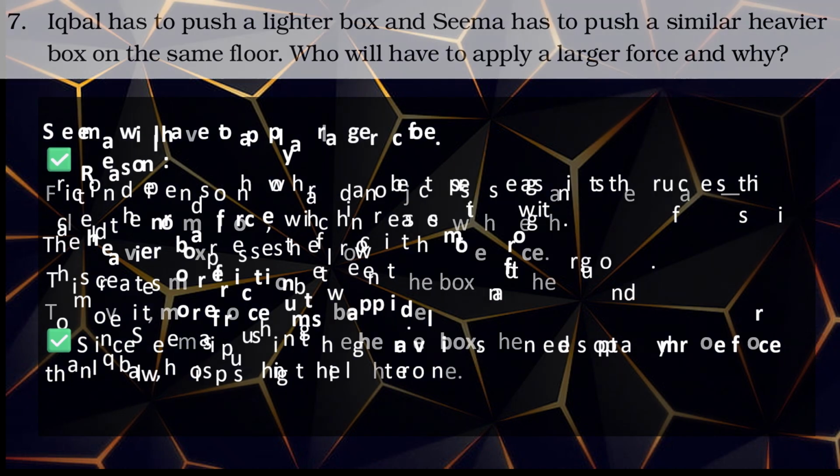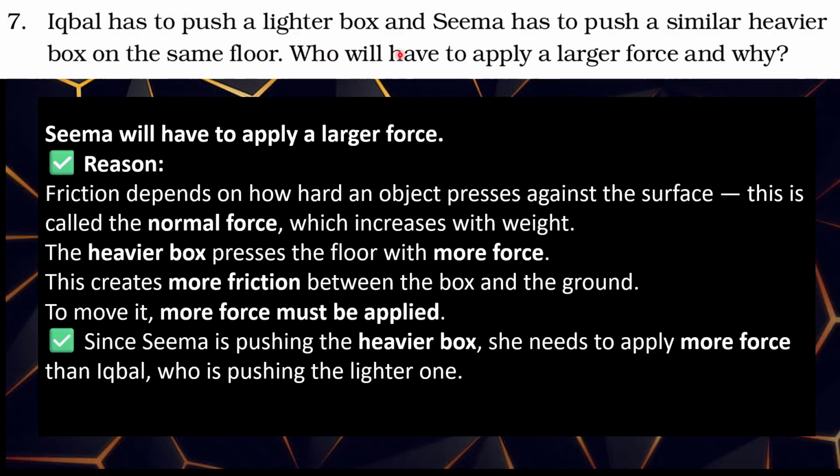Question number 7. Iqbal has to push a lighter box and Seema has to push a similar heavier box on the same floor. Who will have to apply a larger force and why? Seema will have to apply a larger force. Reason: friction depends on how hard an object presses against the surface. This is called the normal force, which increases with weight. The heavier box presses the floor with more force. This creates more friction between the box and the ground. To move it, more force must be applied. Since Seema is pushing the heavier box, she needs to apply more force than Iqbal, who is pushing the lighter one.